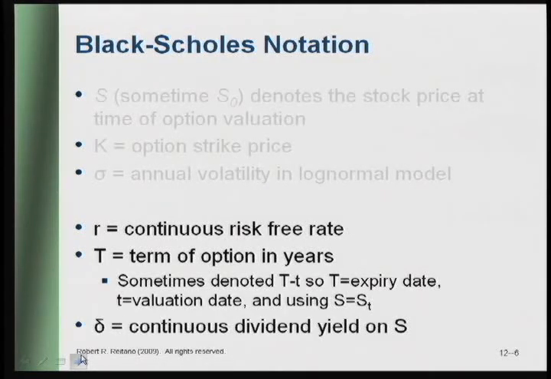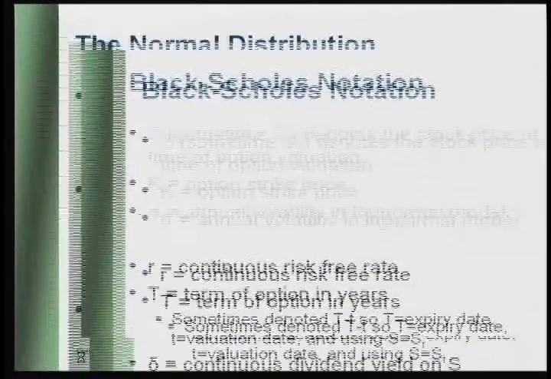And in some formulas, you'll note that the time T is called T minus little t, so that the model is that we're pricing at time little t, expiration is at time capital T, so that the term of the option is capital T minus little t. When you do that, S will then be called S sub little t. So the formula changes a little bit, but it's pretty easy to understand the connections. And finally, delta is the continuous dividend yield.